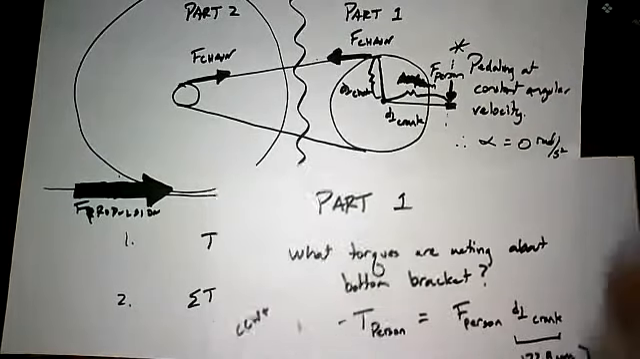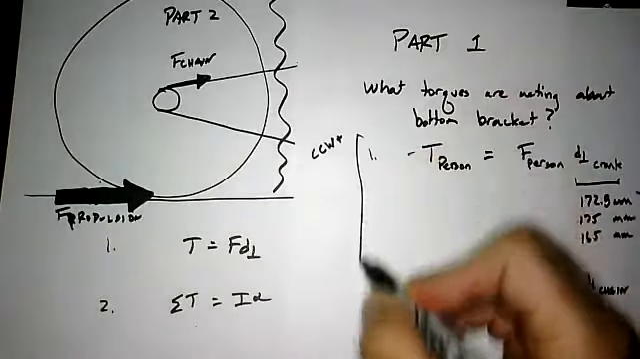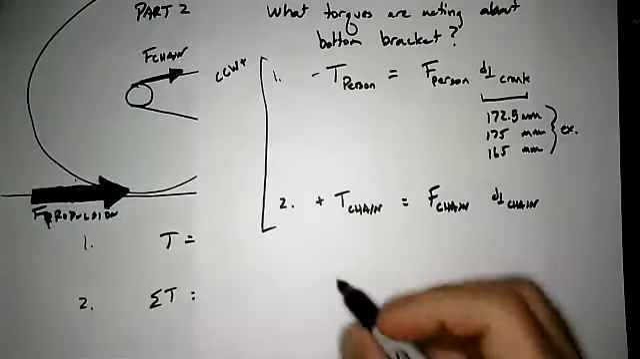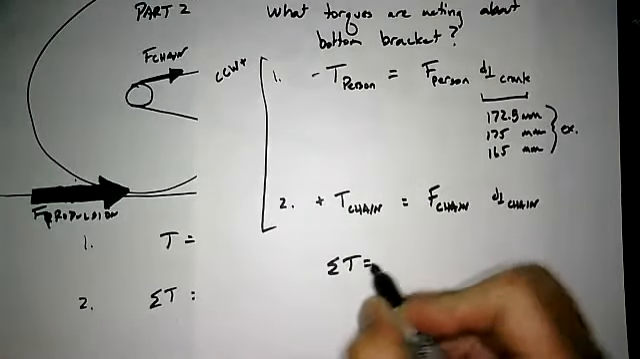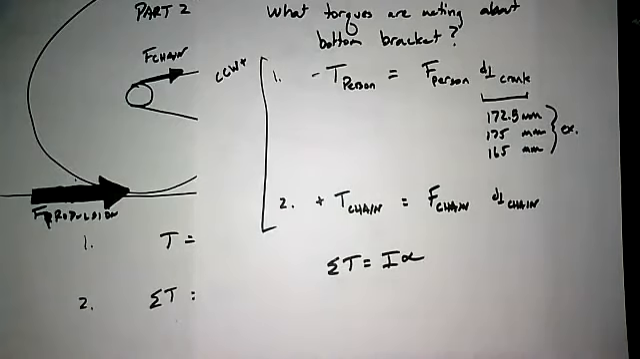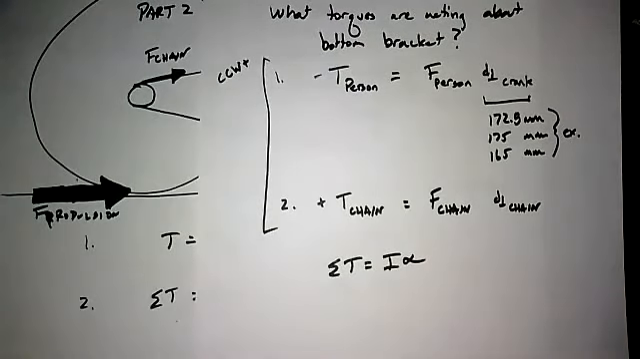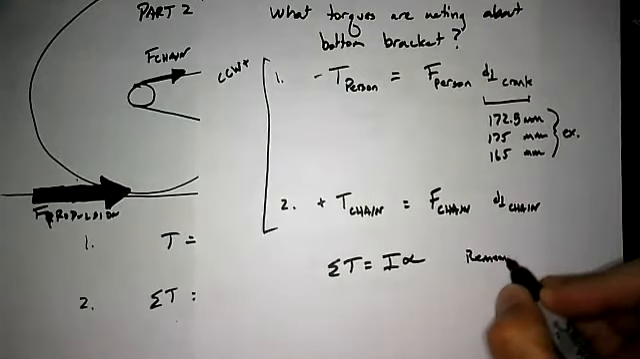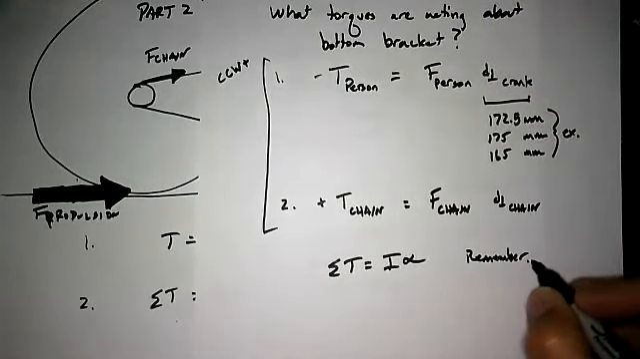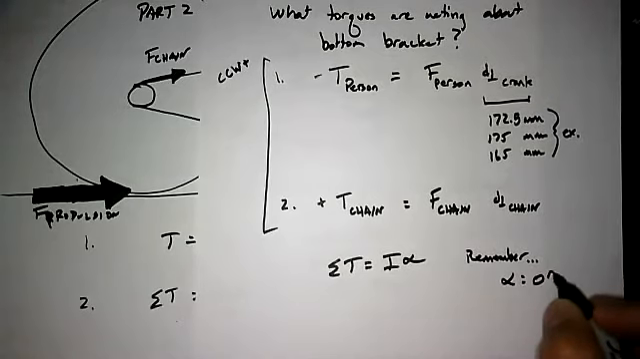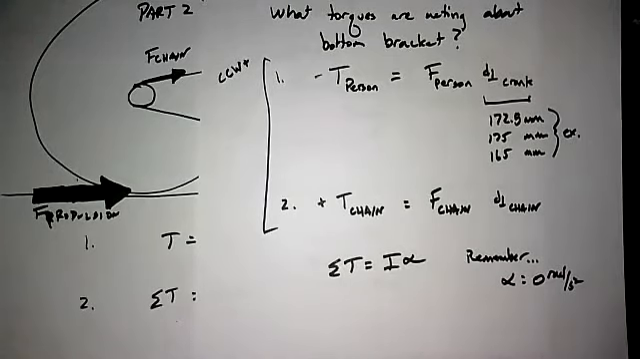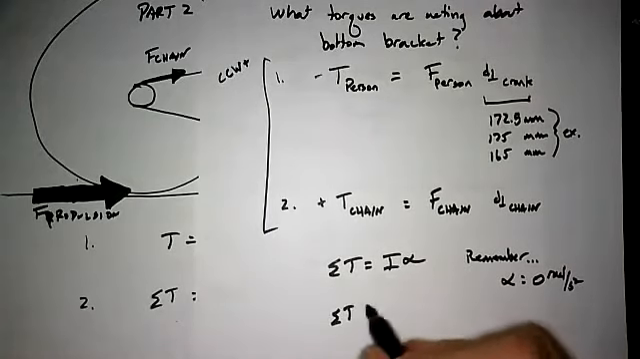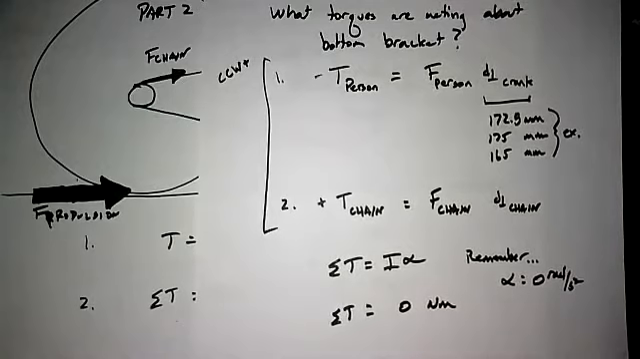Now, the first step is we calculate the torques. The next step is we put those torques into this equation: sum of torques equals I alpha. Remember, in the situation we are dealing with, alpha is going to be 0 radians per second squared because we're going to pedal at a constant rate. Therefore, the sum of the torques equals 0 Newton meters.